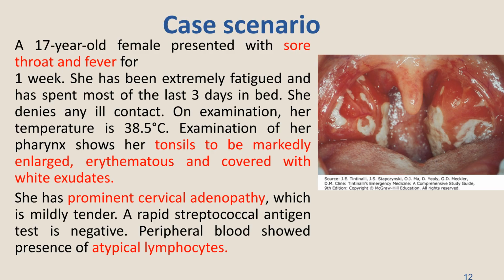The key diagnostic finding is that peripheral blood shows the presence of atypical lymphocytes. These are activated T lymphocytes with unusual morphology, appearing larger with abundant cytoplasm and irregular nuclei. The presence of more than 10% atypical lymphocytes in the blood is highly suggestive of infectious mononucleosis. This clinical picture is classic for Epstein-Barr virus infectious mononucleosis.